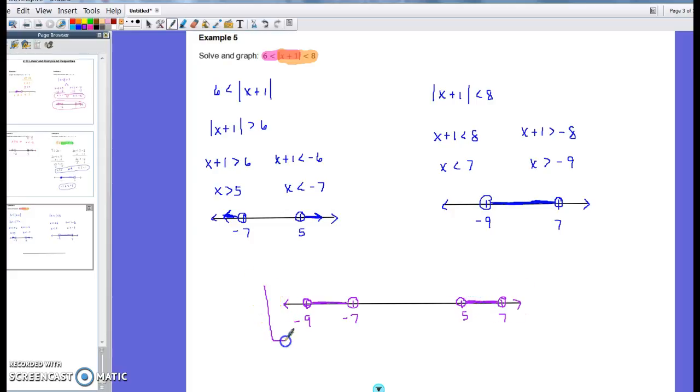And so this is my final solution where I've taken both of my inequalities, compared them. I looked at the two leftmost numbers and I looked at the two rightmost numbers and kind of combined them into a single inequality. Hopefully that helps.